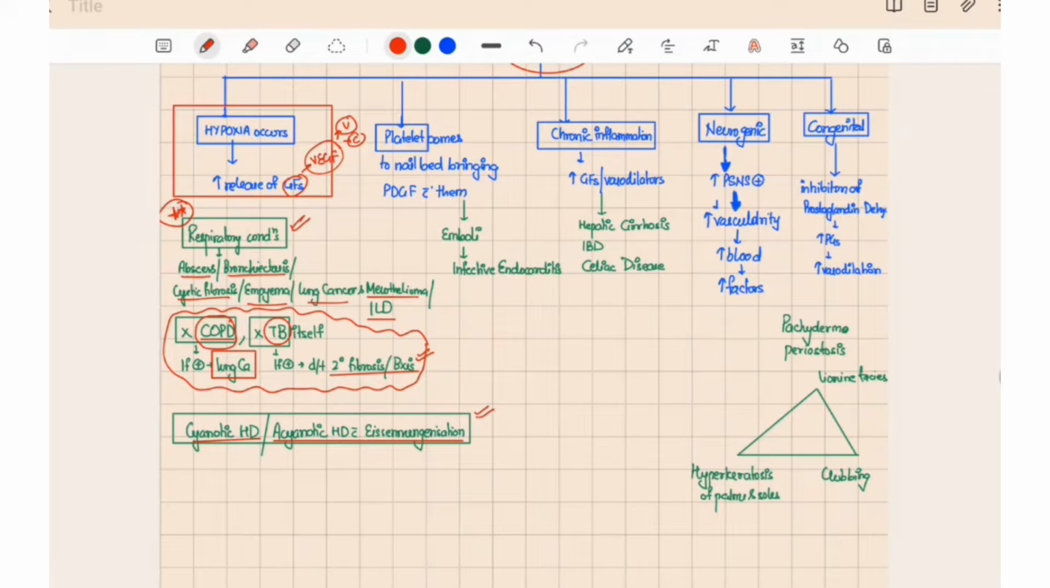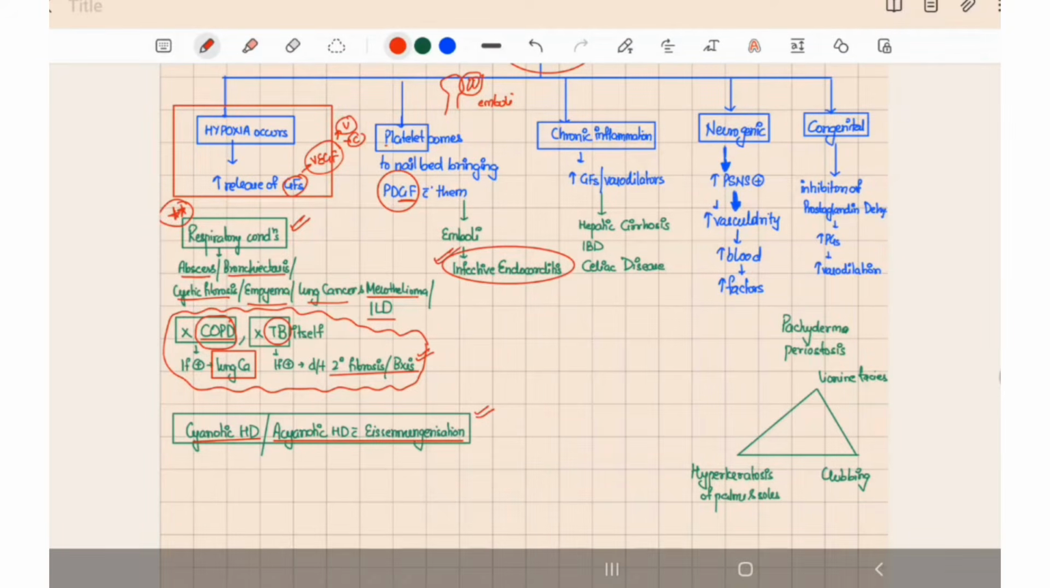The next theory is that whenever local platelets come to the nail, the platelets bring with them the platelet derived growth factor, and this growth factor then leads to proliferation of the tissue, leading to clubbing. And how will these platelets come to the nail? They can come as emboli, like in case of infective endocarditis. So that's why in infective endocarditis there can be clubbing present.